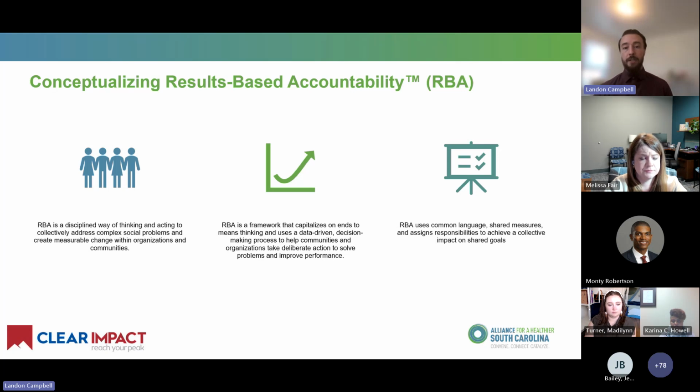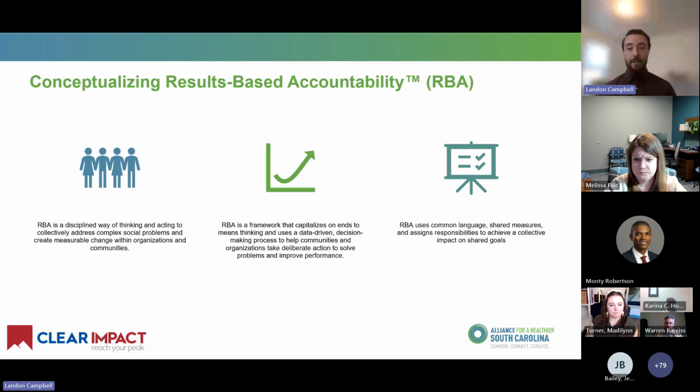So before we dive too deep, I'd like to share the basics of RBA as a concept. RBA is a disciplined way of thinking and acting to collectively address complex social problems and create measurable change within organizations and communities. It has a wide variety of uses and can be utilized as a tool for CQI internally within a single organization, as a tool to drive meetings, or as a framework for larger efforts, including collaborative actions within coalitions. RBA is a framework that capitalizes on ends-to-means thinking and uses data-driven decision-making processes to help communities and organizations take deliberate action to solve problems and improve performance.